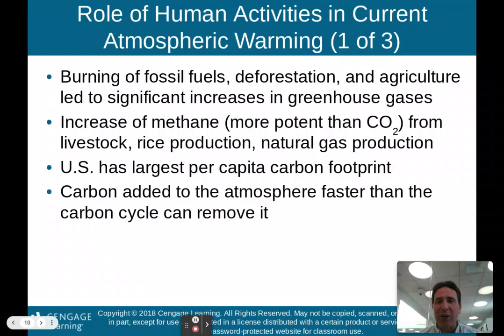The U.S. has the largest per capita carbon footprint. That was what we did early on in the year, right? We looked at our own carbon footprints. We have that word affluenza, right? We're sick on our affluence.